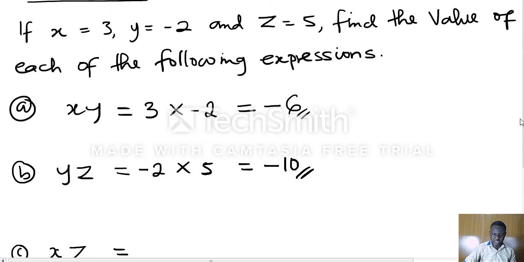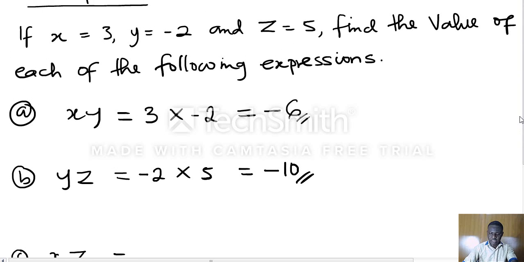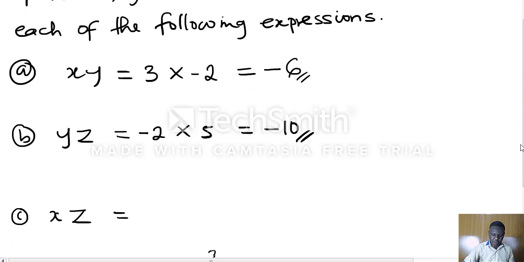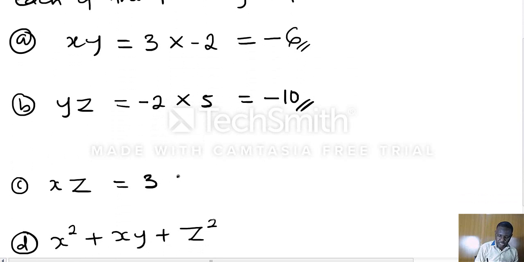And C says xz. X is said to be 3, z is said to be 5. This becomes 3 times 5. And 3 times 5 is said to be what? 15. All you have to do is get the corresponding value of x, multiply it with the corresponding value of z, and that gives you your answer.